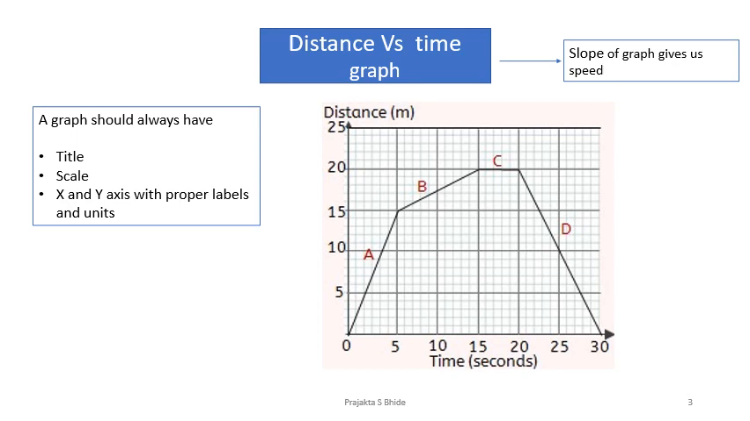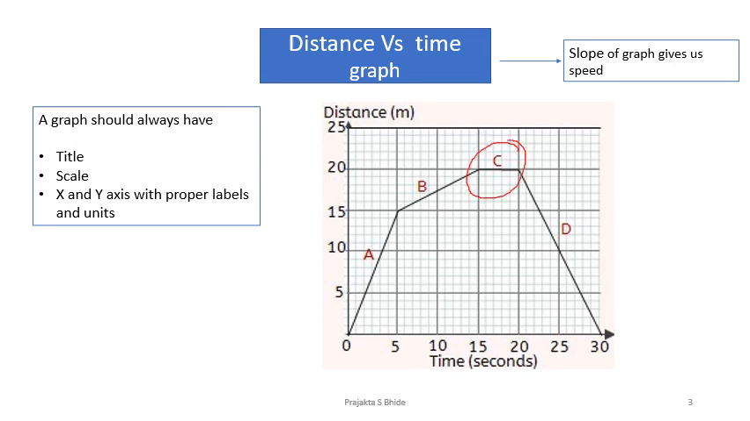When it was in that transition from B to C, it was moving. It did not stop. It was moving. But now for the next 10 seconds, it covered only 5 meters. So the speed slowed down. When at C, what do you think has happened at C?